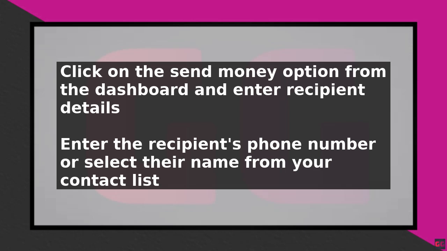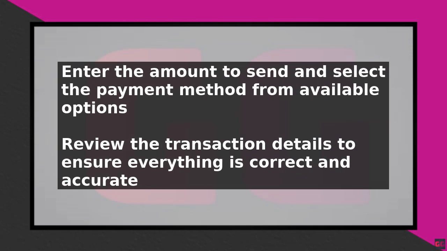Review the transaction details, including the amount, recipient's name, and payment method, to ensure everything is correct. Now, add a remark or description for the transaction, if needed. This will help you and the recipient identify the purpose of the transaction. Click on the Send button to initiate the transaction. You will receive a confirmation message once the transaction is successful.